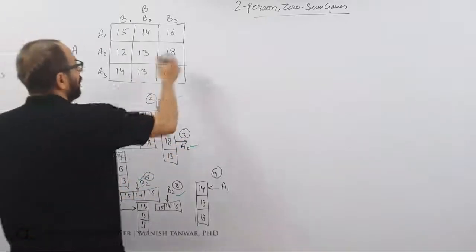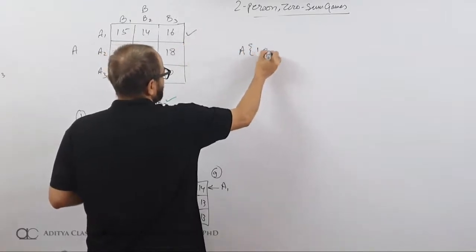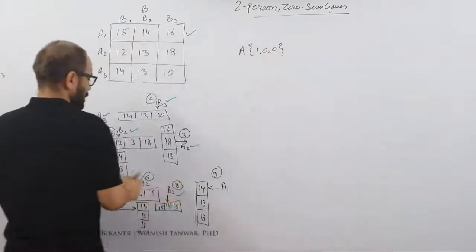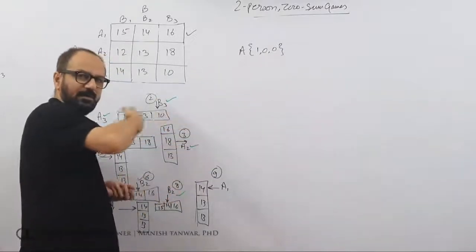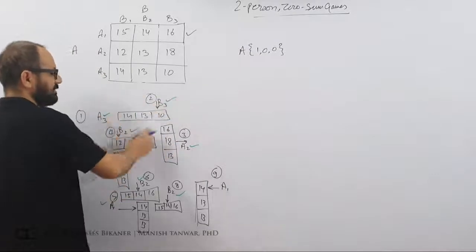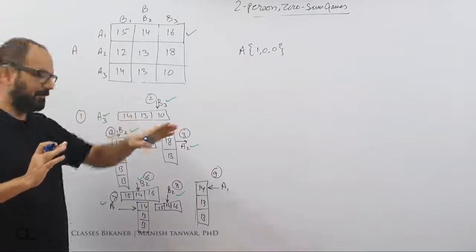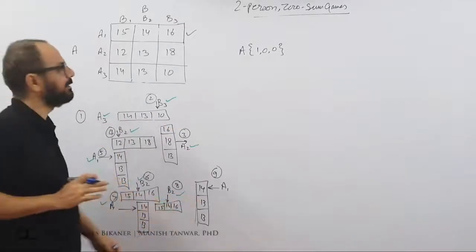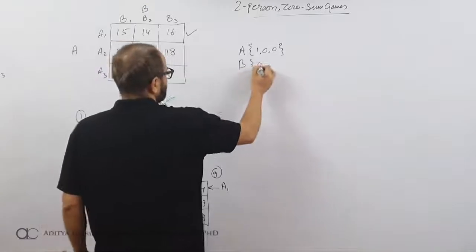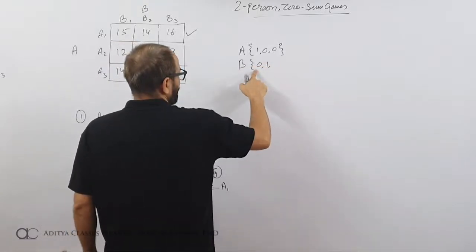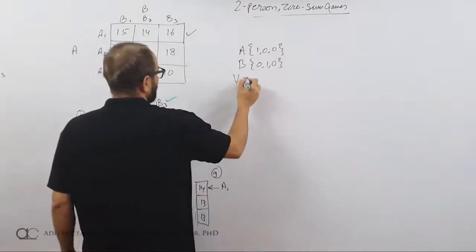If A is always selecting this, can I not say that strategy of A is 1, 0, 0? B is always selecting B2, B2. If you go on, it will keep on selecting B2, B2, B2. Yes, initially there was some switching, but after a point of time, both have agreed that I'll go with A1, you go with B2. What will be the strategy for B when B is always going with B2? 1 is never, 2 is always, 3 is never. And what will be the value of game?